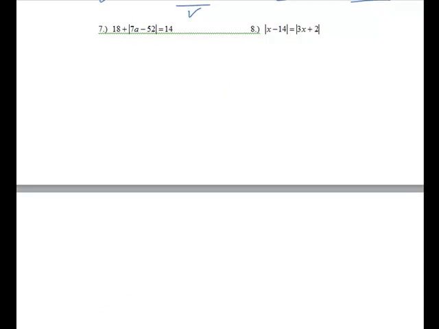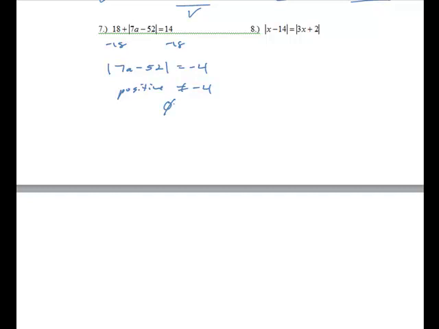Example 7, another absolute value equation. Step number 1, get that absolute value by itself on the left-hand side, subtract 18, leaving us the absolute value of 7a minus 52 is equal to negative 4. And right away at this step, once we isolate the absolute value, you should notice something's kind of strange going on. What this problem is telling us is that an absolute value is equal to a negative number, which is not going to happen. Any absolute value we know is positive. So a positive is never going to be equal to a negative number, negative 4 in this case. So right away, you know there's no solution to this equation.